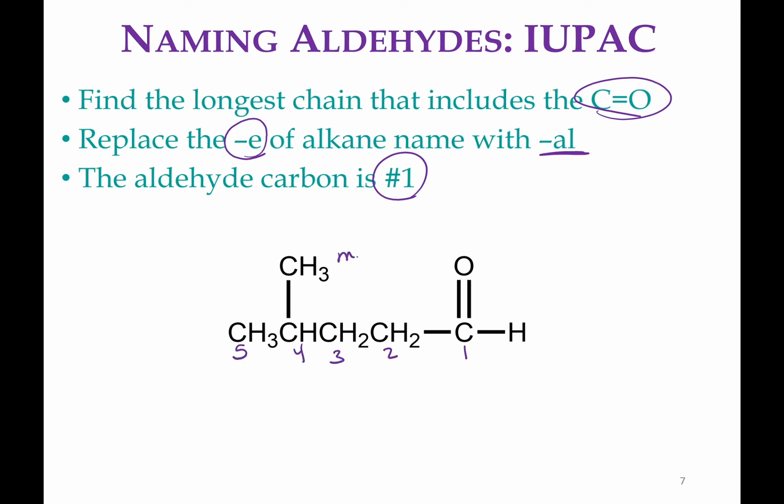We have a methyl group here. So 4-methyl, right? It's 5 carbons, so it's pentane, pentanal. So pentanal, we don't need a number. We have a methyl at number 4. So 4-methyl pentanal.